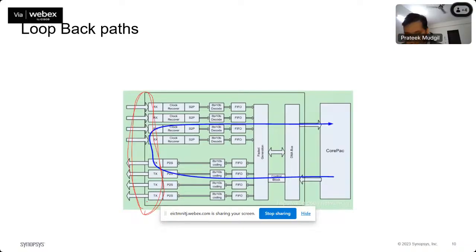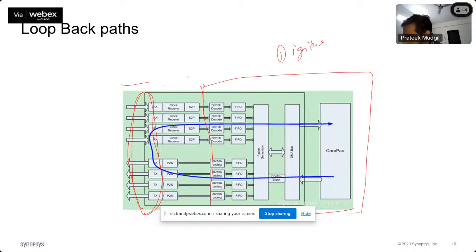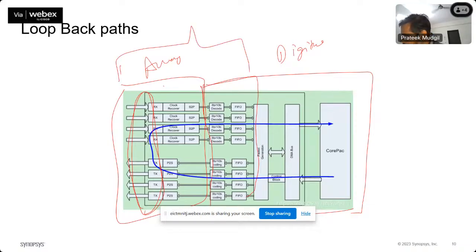If you can see my pen, this is the clock recovery and this thing. This again is a digital block, and this is again a digital block, and this is a PHY layer. PHY is made of both digital and analog, but this is mainly analog, and up to this we can say this is a PHY. This is the physical layer, and this is going towards the controller layer. This is a controller, right?